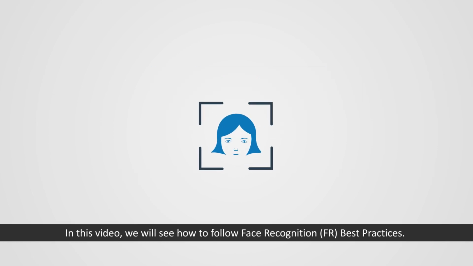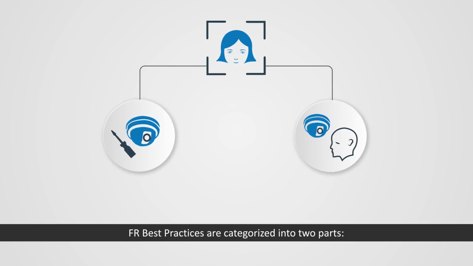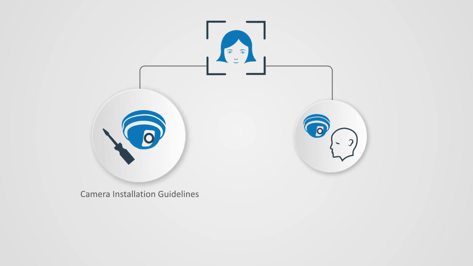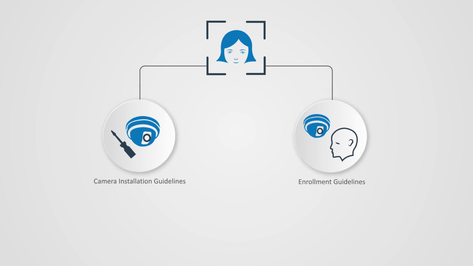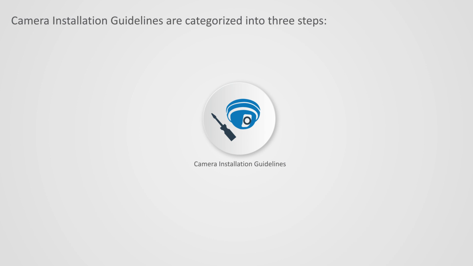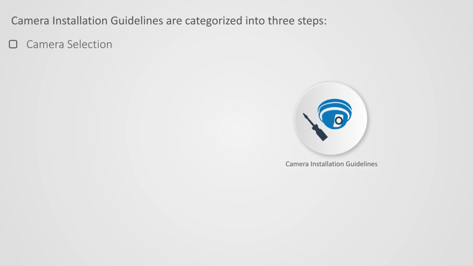Hi friends, in this video, we will see how to follow face recognition best practices. FR best practices are categorized into two parts: Camera Installation Guidelines and Enrollment Guidelines. Camera installation guidelines are categorized into three steps: 1. Camera selection, 2. Camera mounting, and 3. Camera region of interest, ROI.